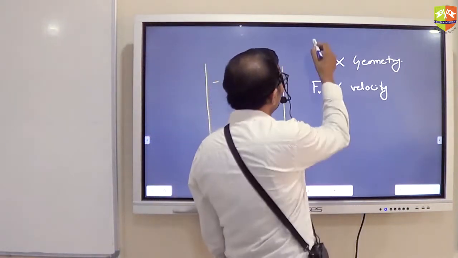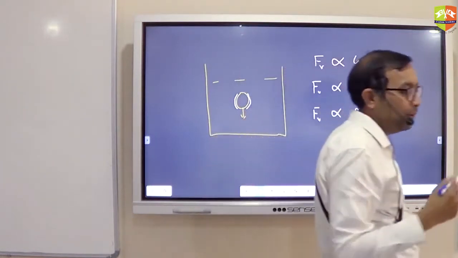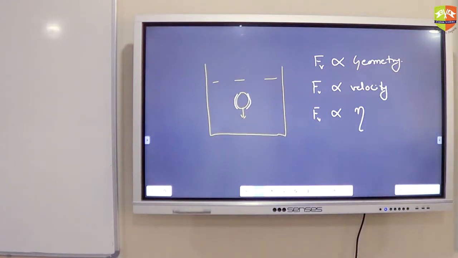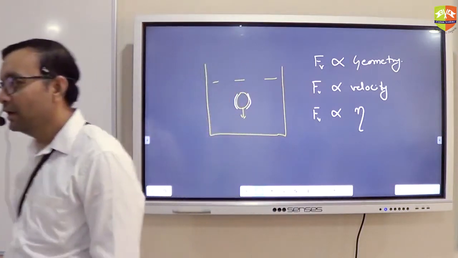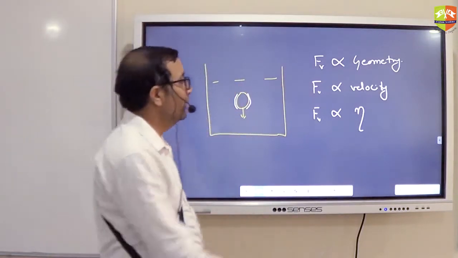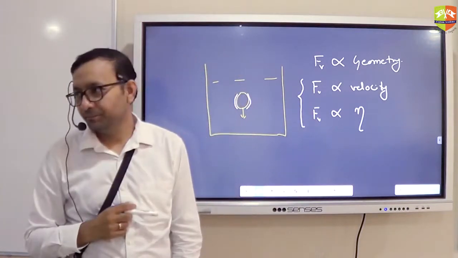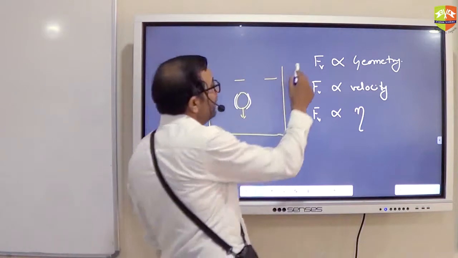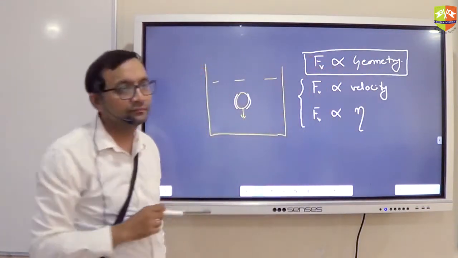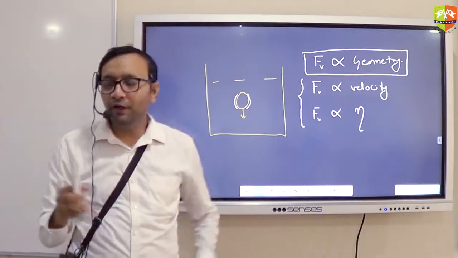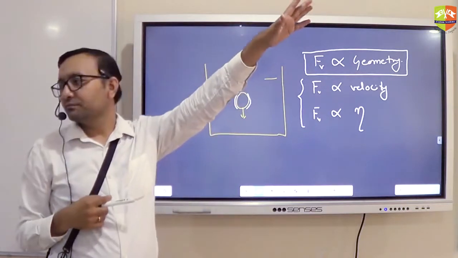Coefficient of viscosity, that you should have told first. It should depend on the property of the fluid itself, which is the coefficient of viscosity. Are you getting it? Now, quantifying these two things is easy. But quantifying the geometry is not easy. For different kinds of shapes and sizes, I will get a different equation.